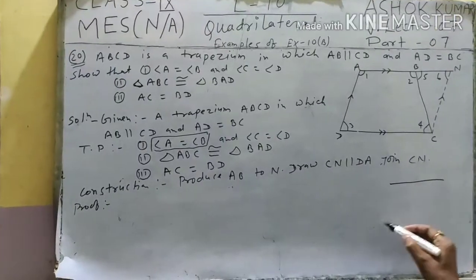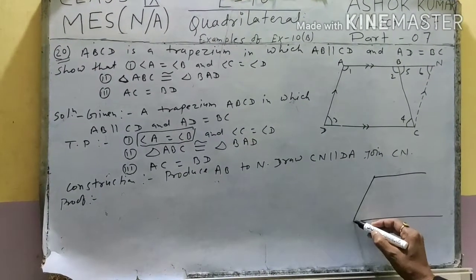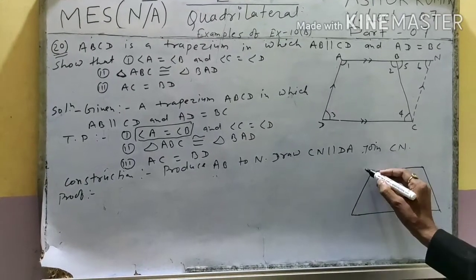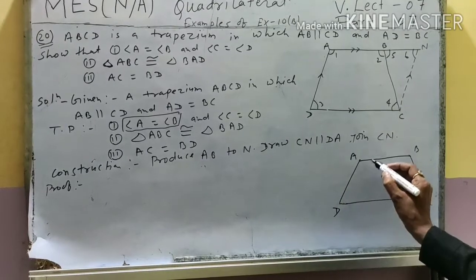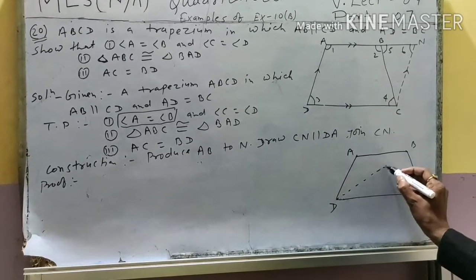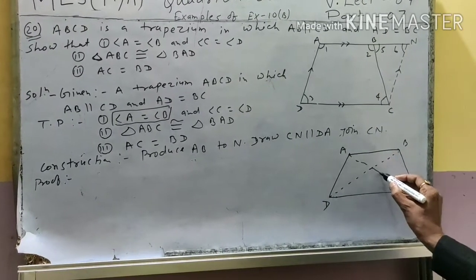Okay. The second part is: A, B, C, D. Here student, join like this and join like this.